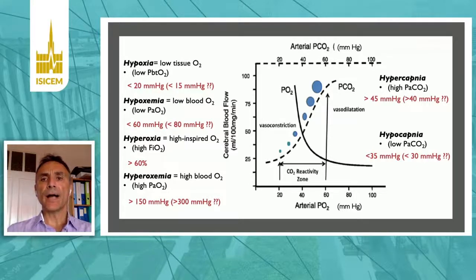For hypercapnia, in the general population the threshold is 45 for hypercapnia and less than 35 for hypocapnia. But we will see that in brain injured patients, probably the target for hypercapnia is lower, and the same with hypocapnia.